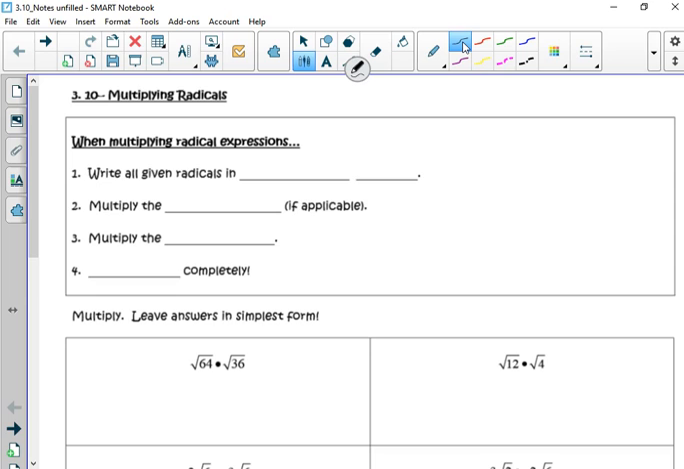Day 10. So we're multiplying radicals. Now, I don't want you to freak out because of the radical, because all the multiplication rules that we've learned apply. So that hasn't changed. So we're going to use the same rules, with just a little bit extra. So first off, you always want to have the radicals in simplest form. You always want them reduced.